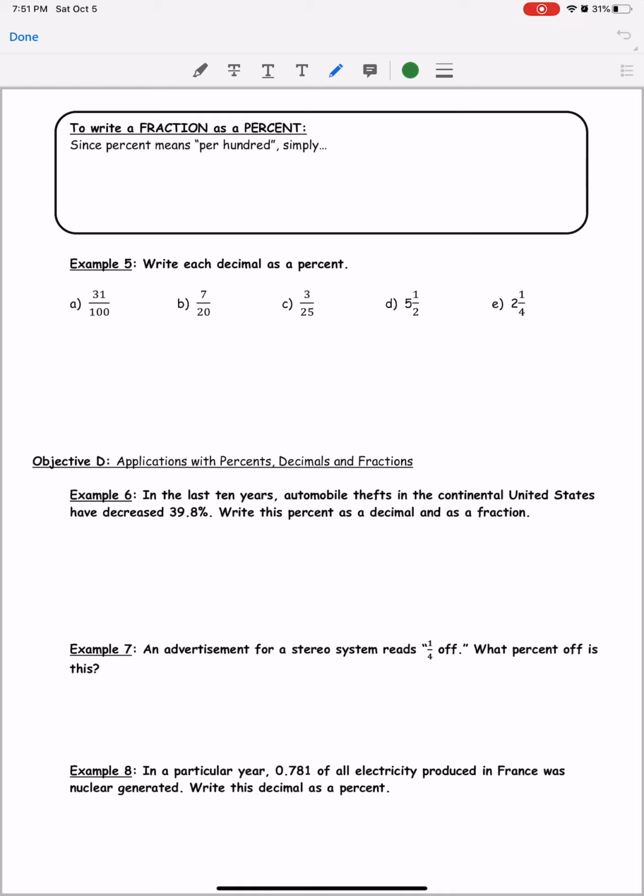And then the last portion here says to write a fraction as a percent. So this one has 2 steps. Let's do step 1 again. Step 1, change your fraction to a decimal.